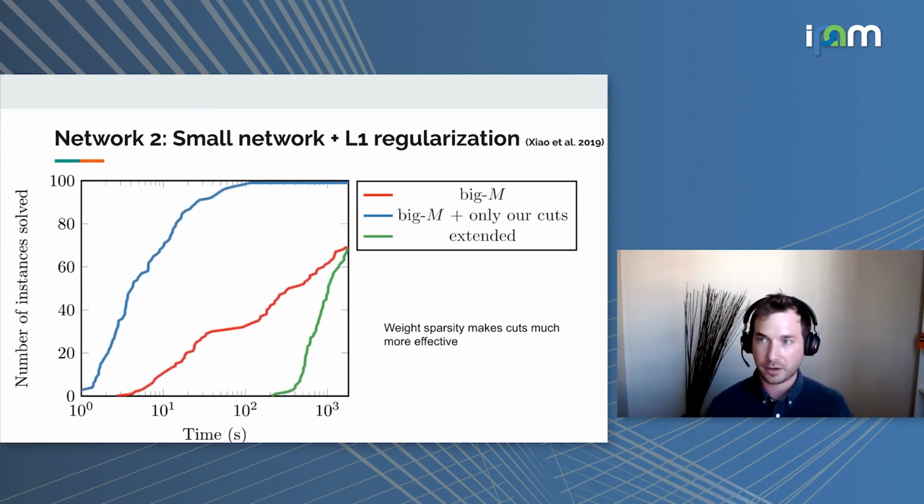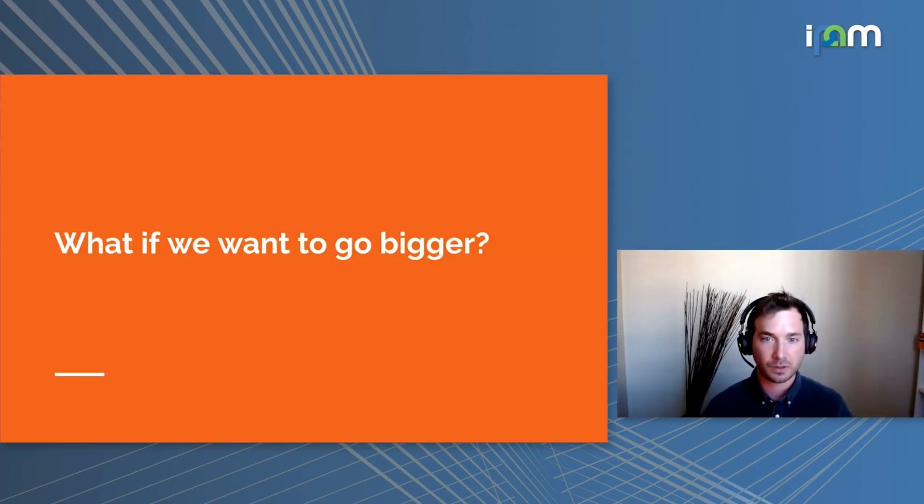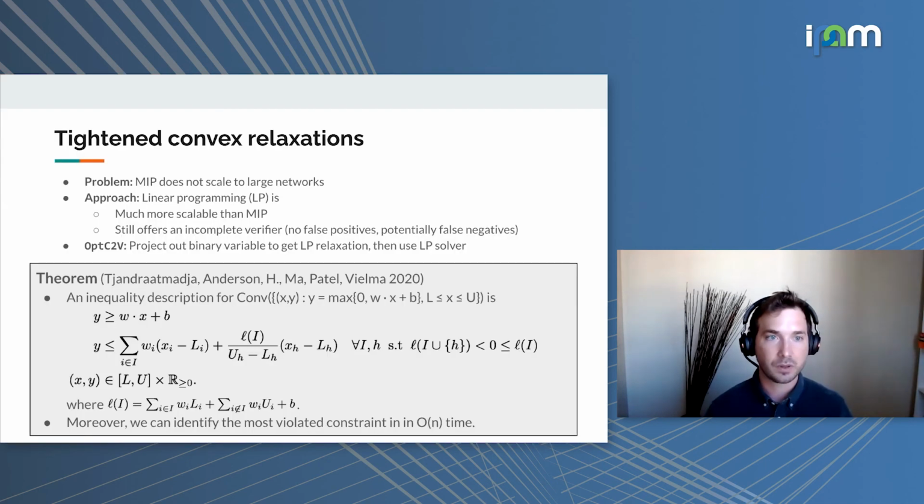So one thing that you can do here, Tiago mentioned this in the preceding talk, is you can try adding L1 regularization, right? And so this will induce sparsity in the weights, and this ends up dramatically improving the performance of these algorithms. So now we can verify all of these instances using our new method in at most 100 seconds. So this is nice. We've gotten a performance improvement, but this is still not going to scale to larger networks. So what do we do? What if we want to go bigger?